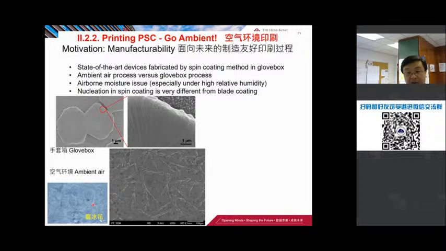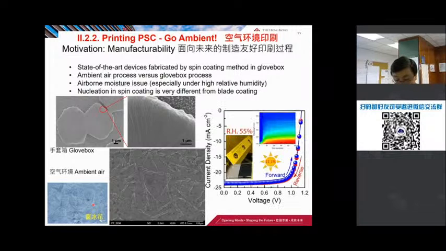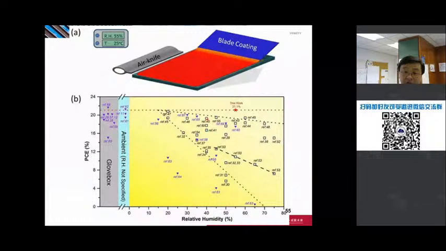Okay. So in this work, let me give a brief summary: we are able to use the air knife method to get a 21% hysteresis-free perovskite. Okay, and at a relatively high humidity, about 55%. Okay. And here is the apparatus diagram, and what this work compared to the other people's reported work here.